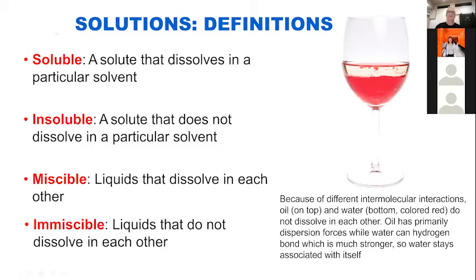So these are some of the definitions we'll be dealing with. We're talking about solutions. So soluble makes sense. That's just a solute that can dissolve in a particular solvent. Like we say, sodium chloride can dissolve in water. Something that's insoluble doesn't dissolve in that particular solvent. Like sodium chloride does not dissolve in octane, for instance.